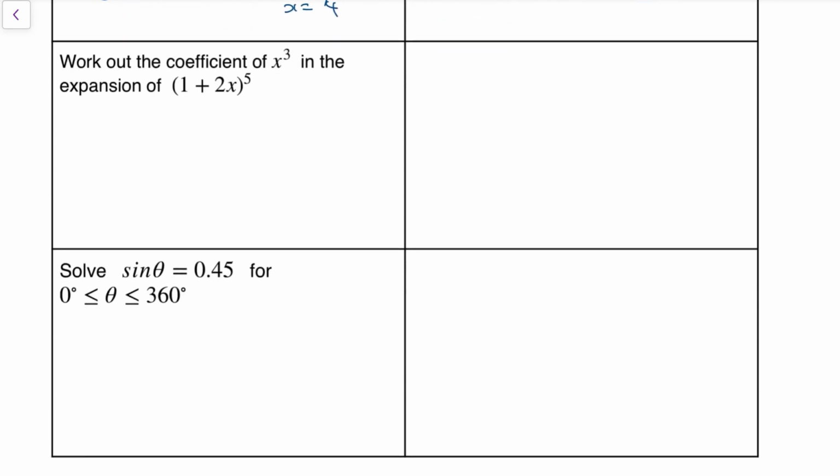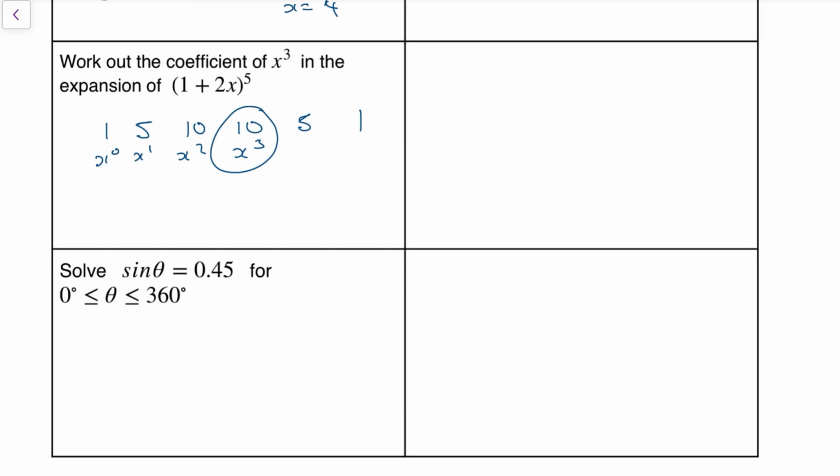Next question. Right, so the next question is saying work out the coefficient of x cubed. Now, because it's to the power of 5, I'm going to have the fifth row of Pascal's triangle. Now, it is worth learning these. I've done this so many times that I know it's going to be 1, 5, 10, 10, 5, 1. Then I want x cubed. So this is going to be x to the 0, x to the 1, x squared, x cubed.